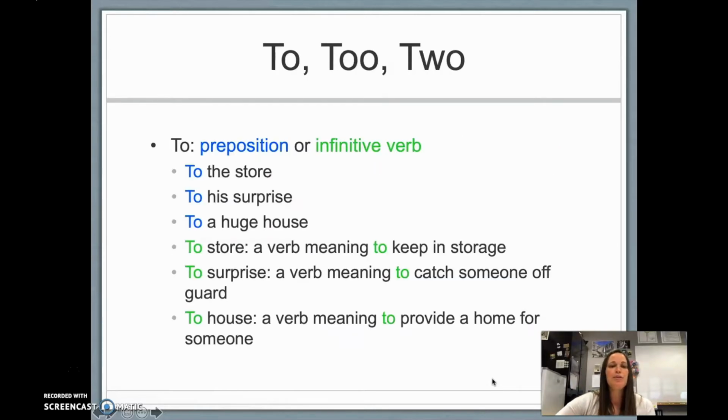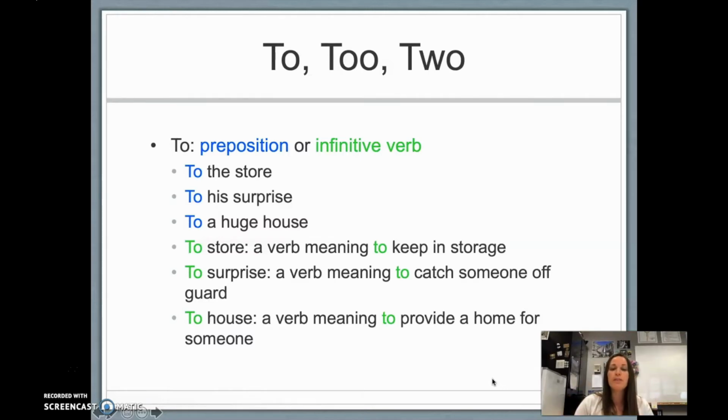Two, too, and to. The first to can be a preposition or an infinitive verb. Those are both really fancy ways of saying it, and so let's go ahead and take a look. A preposition is a word that goes with a prepositional phrase, right? To the store. To his surprise, he did this. To a huge house. That would be a preposition. And an infinitive verb is the verb itself attached to the word to. So the word to makes something infinitive.